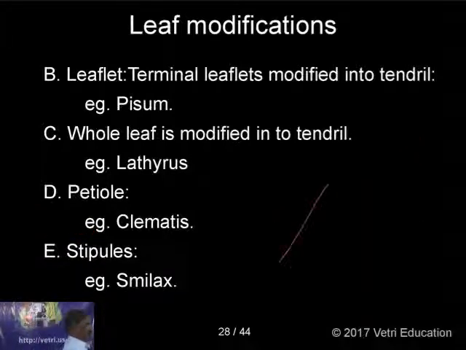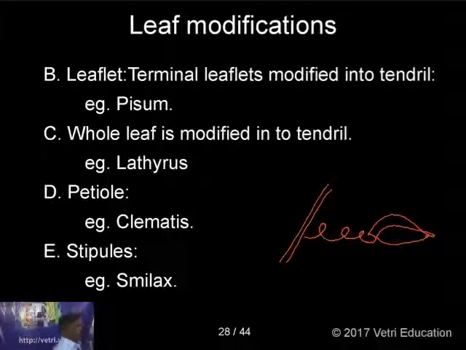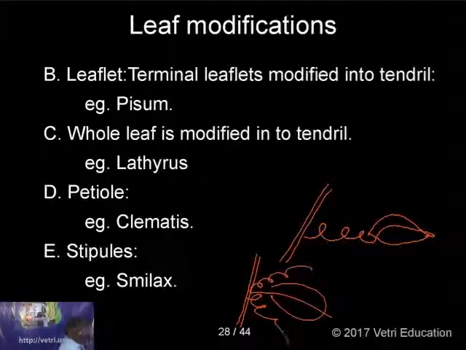In the Clematis leaf, the petiole is modified into a tendril. Here you can find the leaf. The petiole is modified into a tendril in Clematis. And in Smilax, you can find the stipules are modified into tendrils. These diagrams you can see.